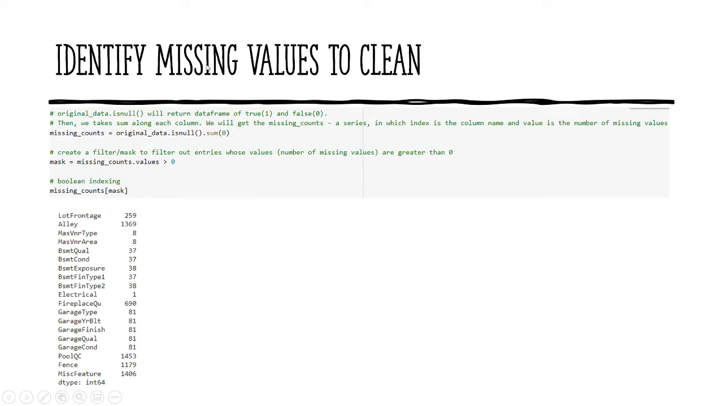And also we need to identify missing values, which allows us to know which columns have missing values, and then identify how we are going to deal with them. So we first count the number of missing values in each column, and then we perform Boolean indexing to retrieve columns that have the number of missing values greater than 0, and the result shows us all the columns that have missing values.